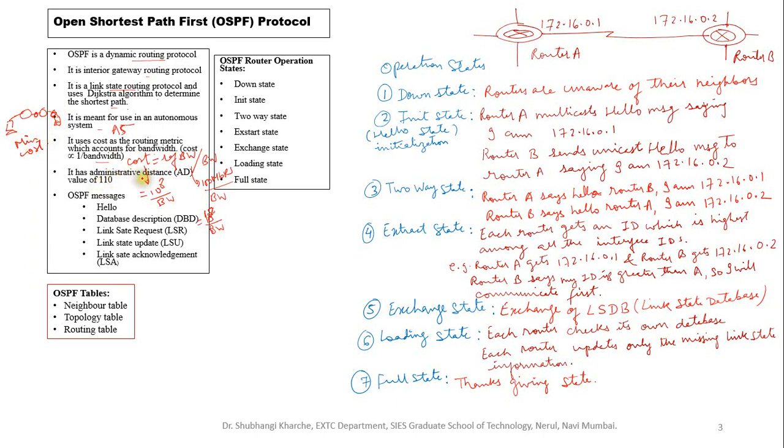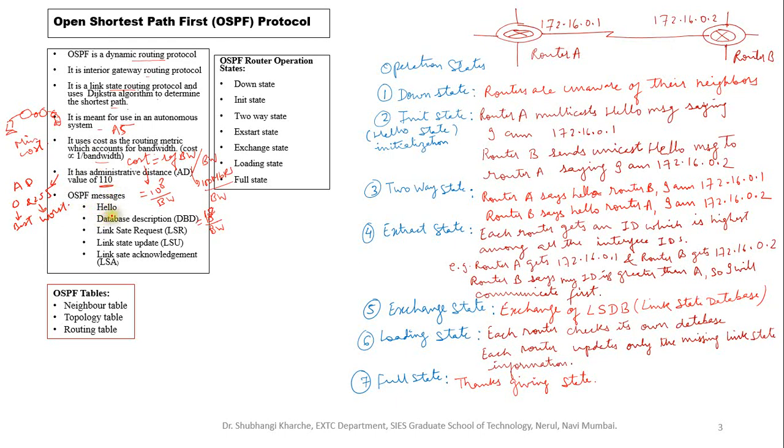OSPF has an administrative distance value of 110. Administrative distance is a feature that routers use in order to select the best path. The AD value can be between 0 and 255. 0 means the best path and 255 means the worst path. OSPF has an AD value of 110, and OSPF messages are 5 in number.